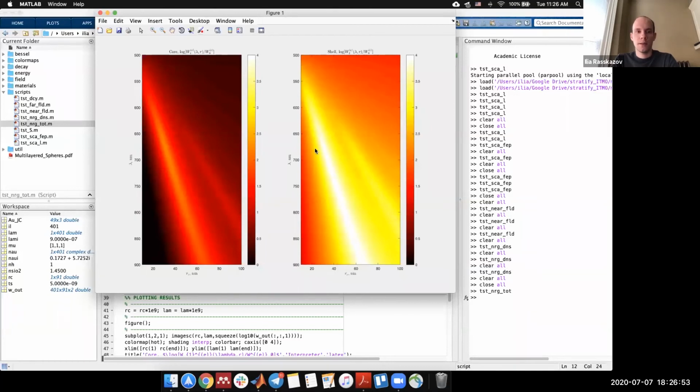And again, you can clearly see that small particles do not really absorb a lot of energy. Large particles have large energy storage. And most of the energy is stored within the shell, again, because this is gold, and gold has a large imaginary refractive index. That's why it absorbs the energy.